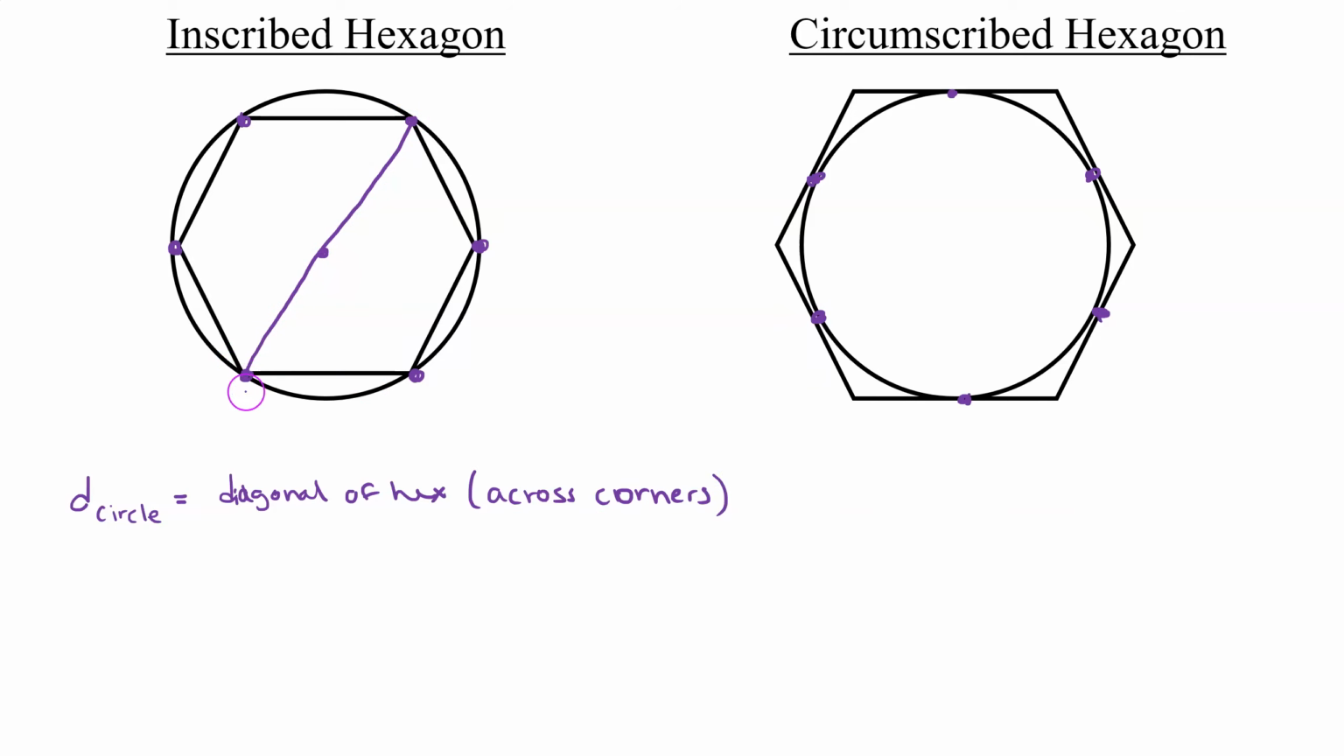That's called across corners. But, and I'll do this in a different color, we could be going what's called across flats. So that would be this length here. So the diameter of the circle is the diagonal of the hexagon if you're going across corners. So here to here, or here to here, or here to here. But this, what's marked in green, is what's called a cross flats, and that would be a different length. And you could also have a cross flats here, or you could have a cross flats here.